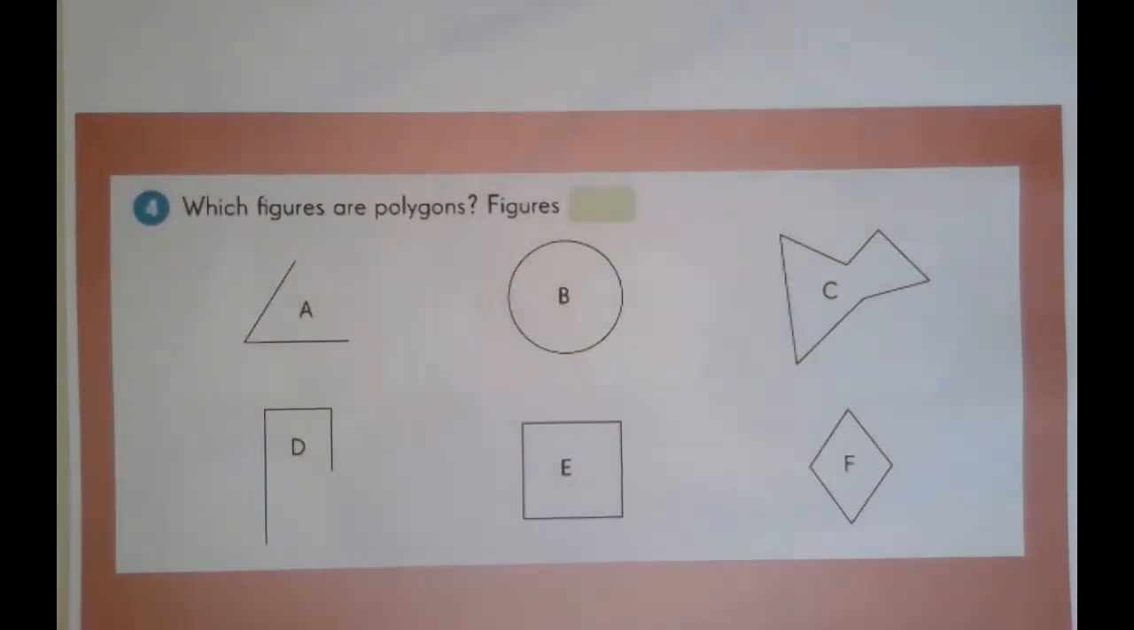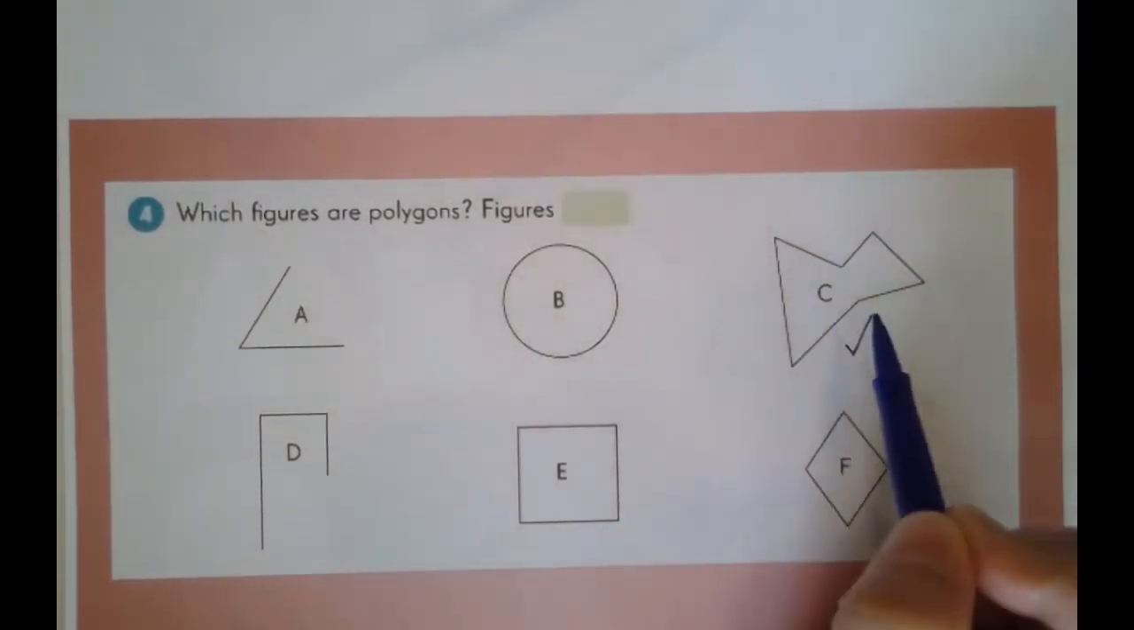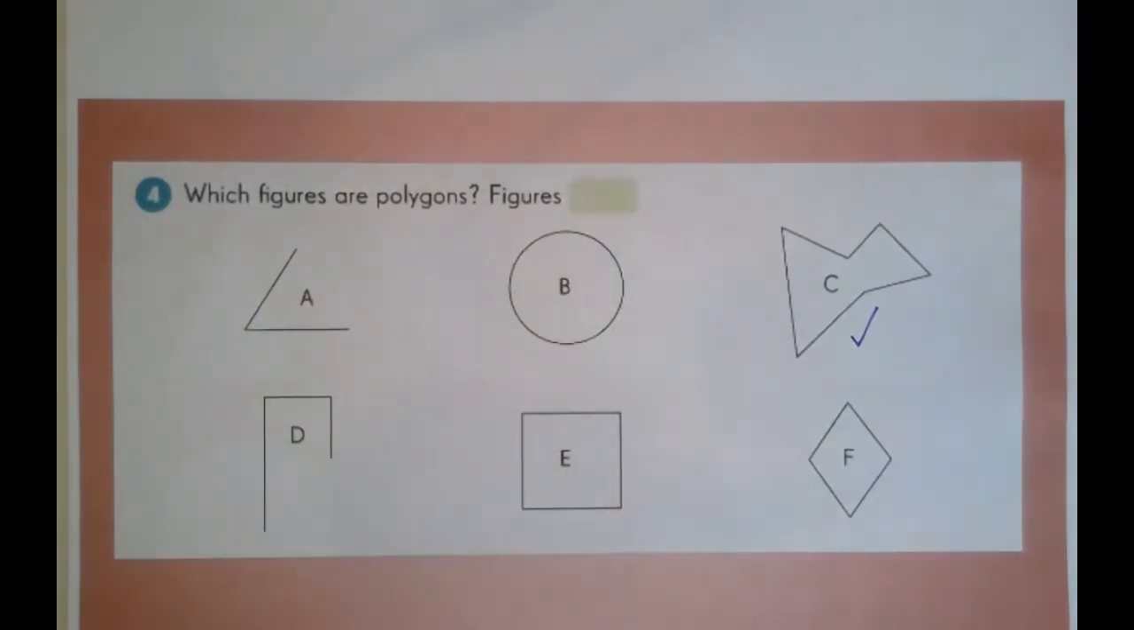Shape B. It is not a polygon as well because it is a circle, and circles cannot be polygons because they are curved. Shape C. I'm going to put a check mark there. It is a polygon. It's closed. All of the sides are straight. Shape D. Not a polygon. I'm going to leave it blank. It is not a polygon because it's not closed.